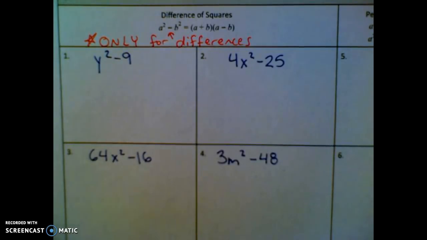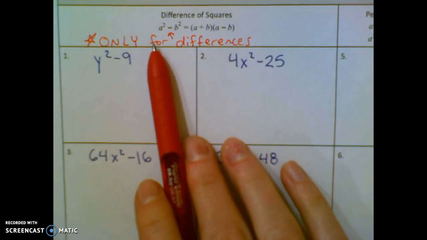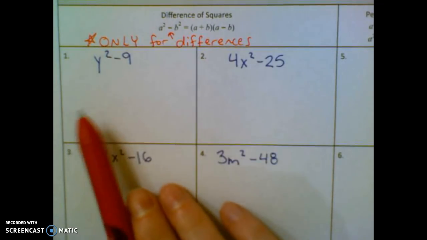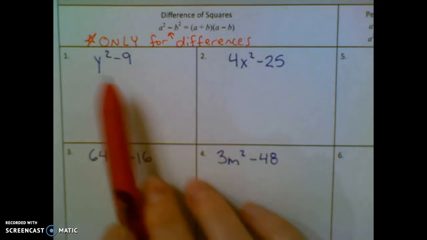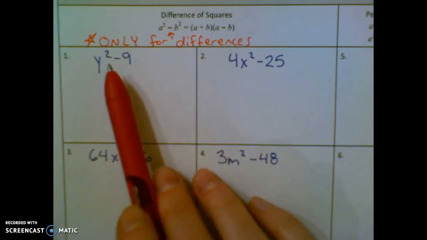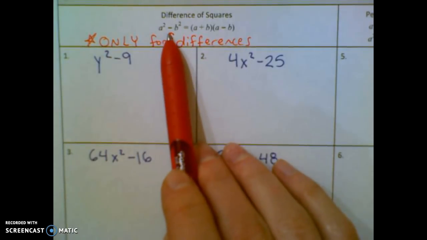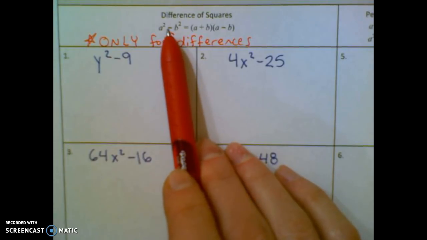Making our way to the back page here, we have special products. We're going to talk about difference of squares first. Difference of squares is my favorite formula because it is the easiest one we have. It's always really evident you have it immediately because you have two terms only and you have a minus sign. This only works for differences. This formula only has a minus sign in the middle.